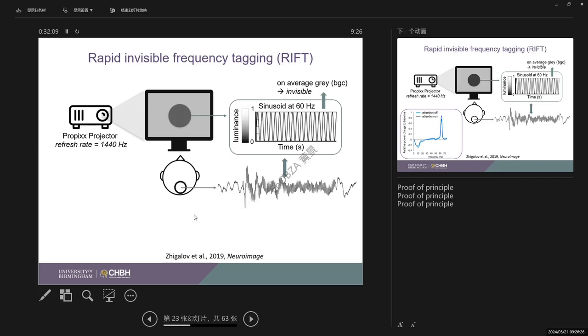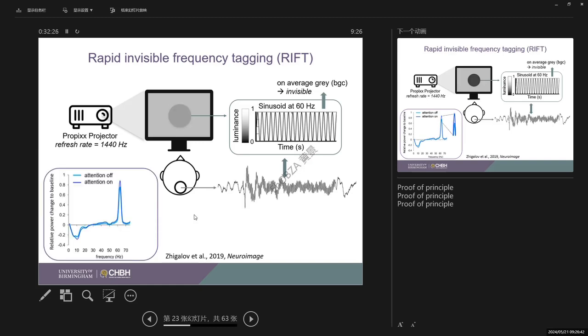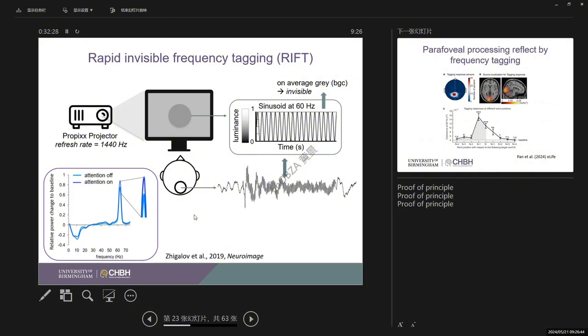So this is above the so-called flicker fusion rate, so people are blind to this. So we can manipulate that visual scene with this flicker without people being able to detect it. And we have done previous studies where we show that spatial attention can modulate this flicker, right?